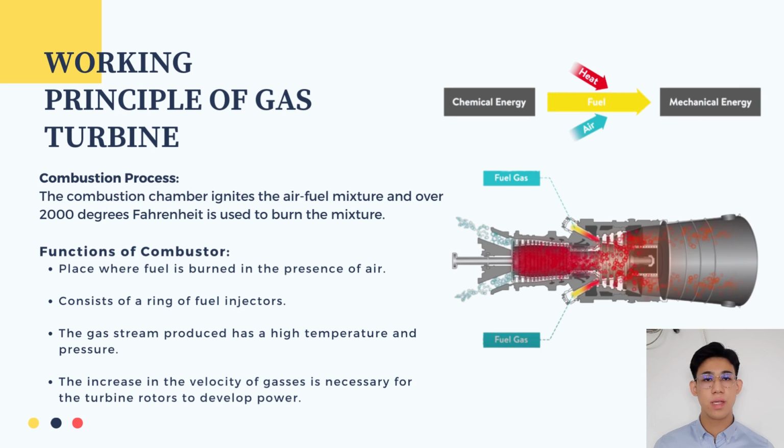Then the pressurized gas will enter the combustion stage. A combustor is a place where the fuel burns in the presence of air. Usually it consists of a ring of fuel injectors that continuously supply fuel into the combustion chamber. Then the combustion chamber ignites the air-fuel mixture, and temperatures over 2000 degrees Fahrenheit are used to burn the mixture. The gas stream that enters and expands through the turbine portion, created by the combustion chamber, has high temperature and pressure. This helps to increase the velocity of the gas stream, which is necessary for the turbine rotor to develop power.